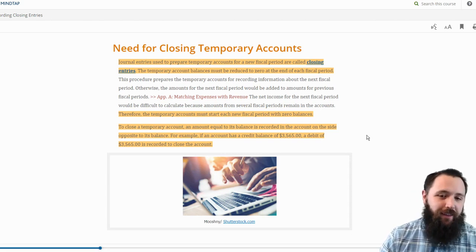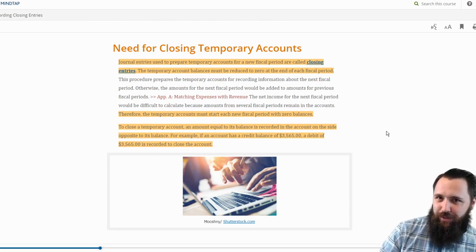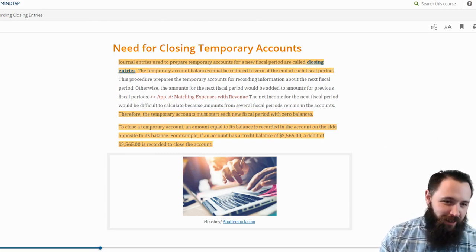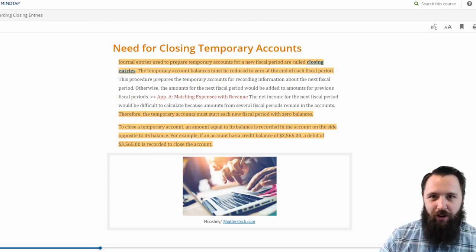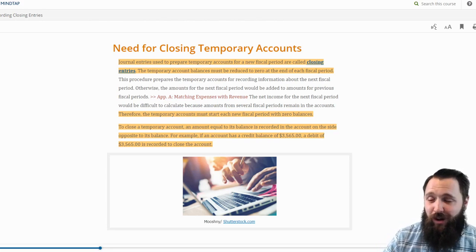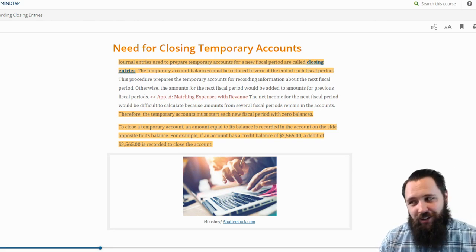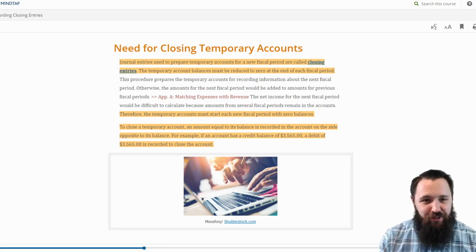When we look at it like that, it makes the following steps a little bit easier because we go, all right, my supply account has a $100 credit balance. How do I bring it down to 0? I must debit it $100. And that's what we go ahead and do.